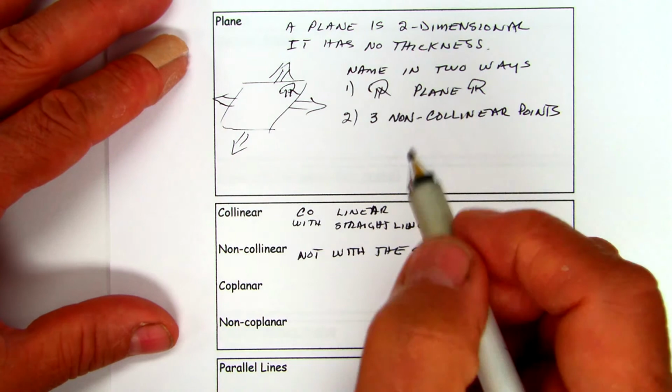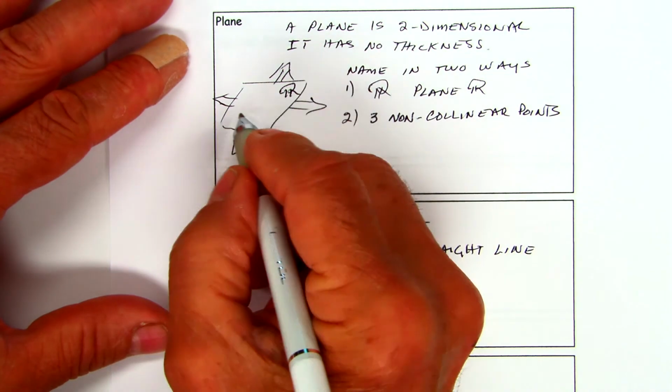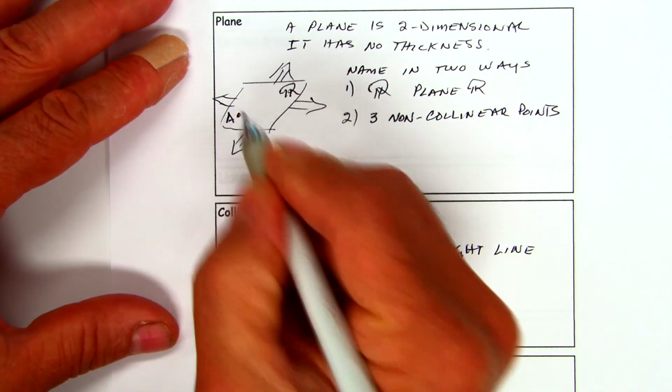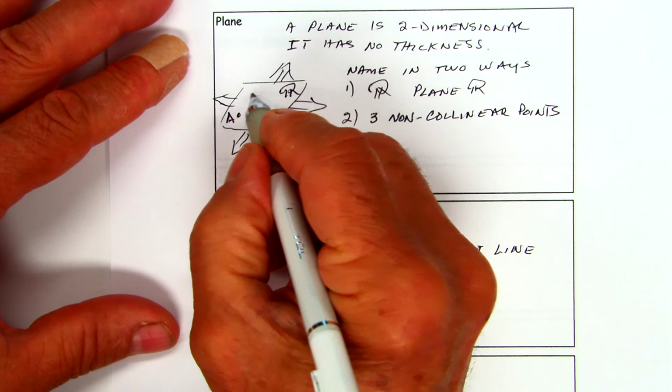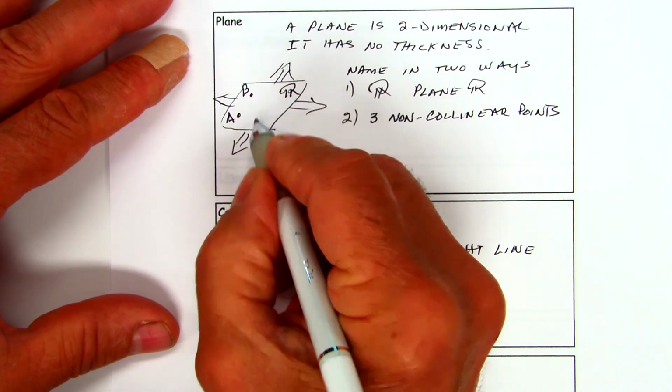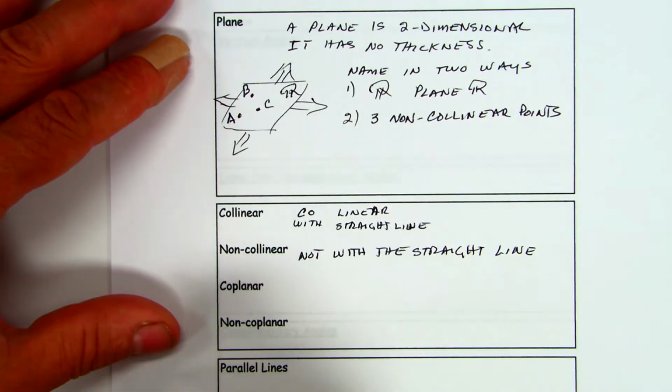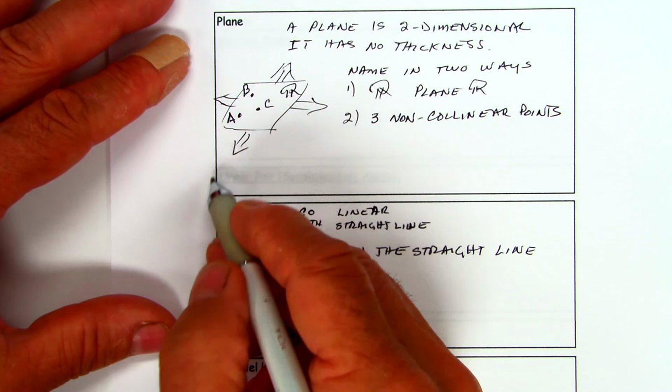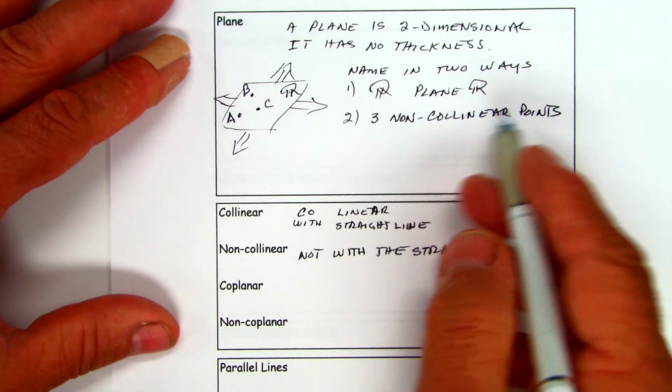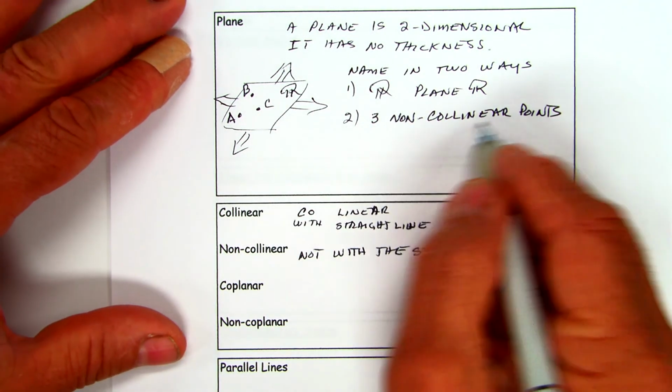So, for example, three non-collinear points, we could have point A, point B, and point C. Those are not all in the straight line. So three non-collinear points, capital letters.